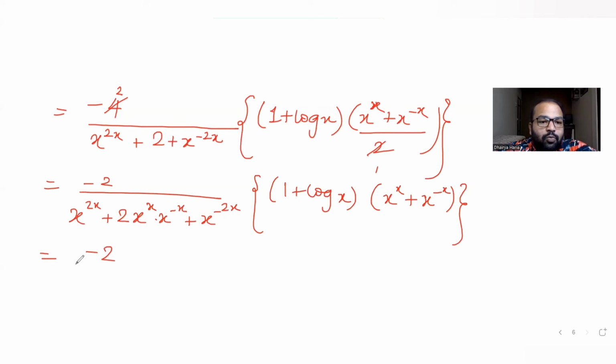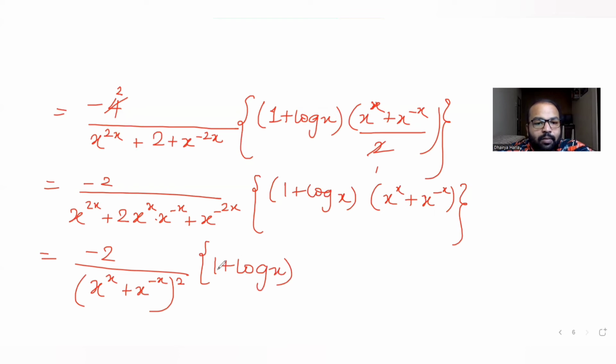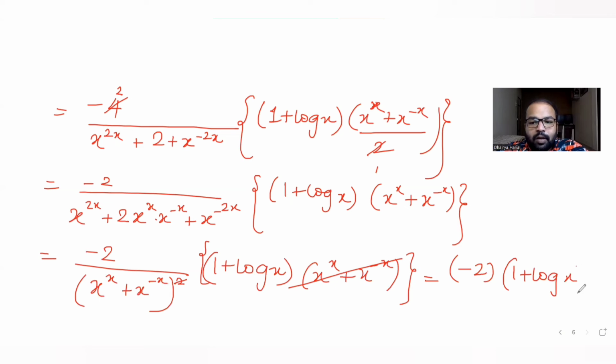Further, minus 2 upon this becomes a square plus 2ab plus b square. So I can write this as a perfect square, x raised to x plus x raised to minus x the whole square. And this is 1 plus log x multiplied with x raised to x plus x raised to minus x. What I can do here is directly cancel this with one of these because there are two present. What I get finally is minus 2, 1 plus log x divided by x raised to x plus x raised to minus x. So this is our f dash of x, but I need f dash of 1, right? So I'll put x as 1 here.